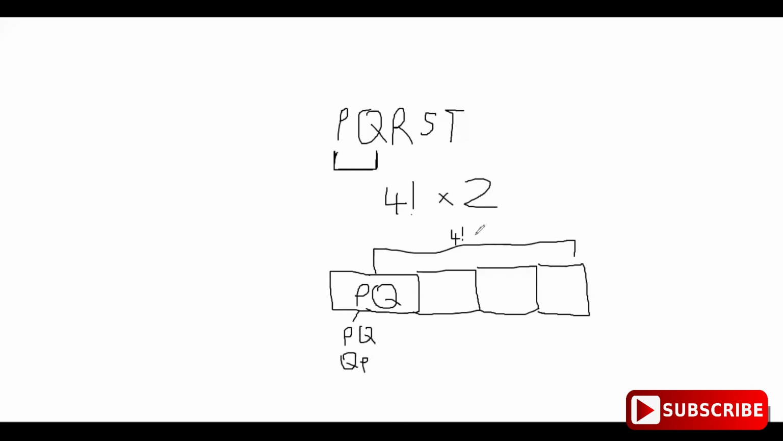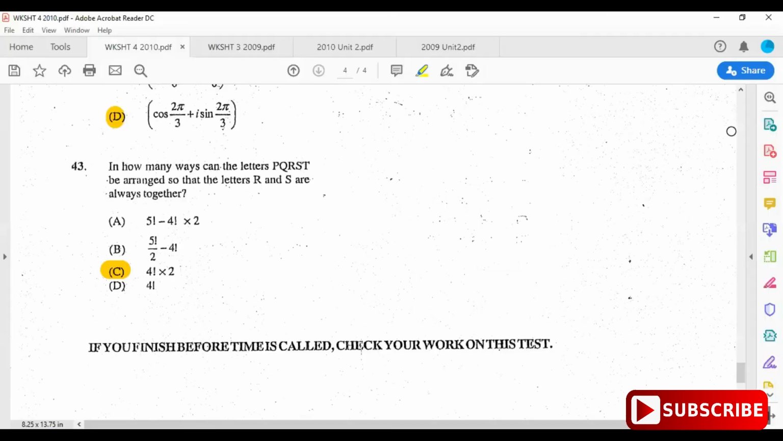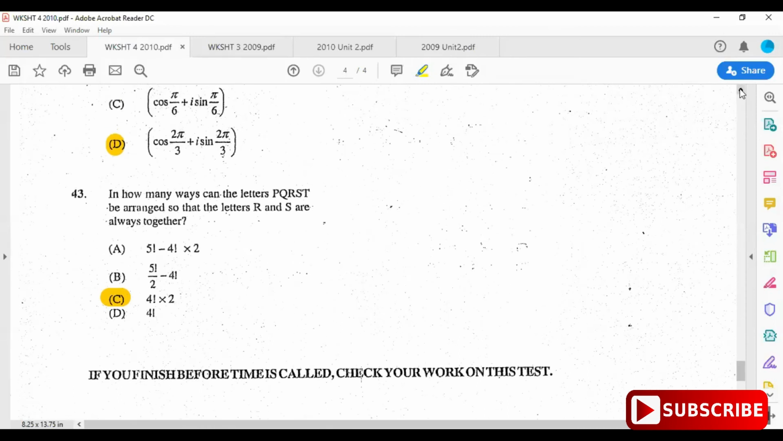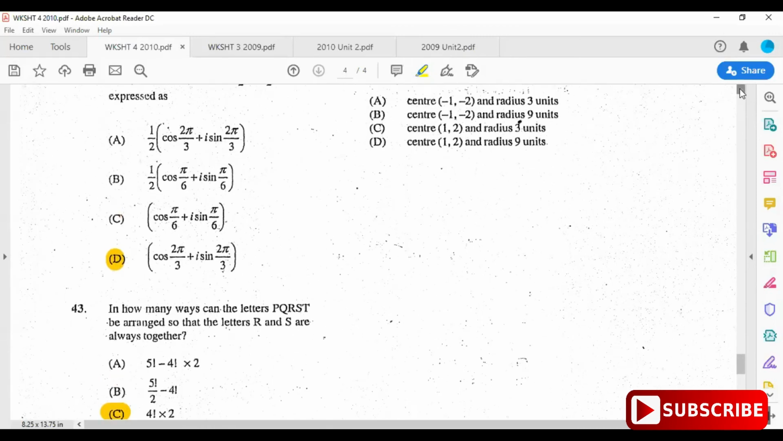Okay, so that is why I have times 2, multiplied by 2. Is it multiplied by 2 factorial? 2 factorial, yes. But 2 factorial is just 2, so we just say 2. Okay. And the answer is what again? C? Let's see.